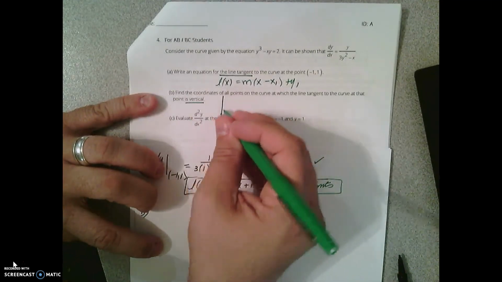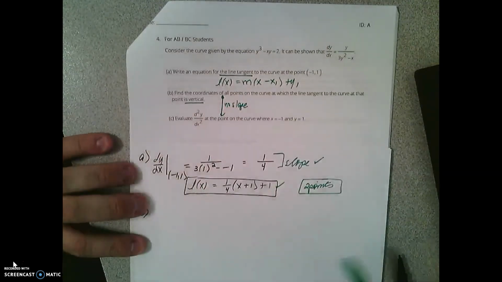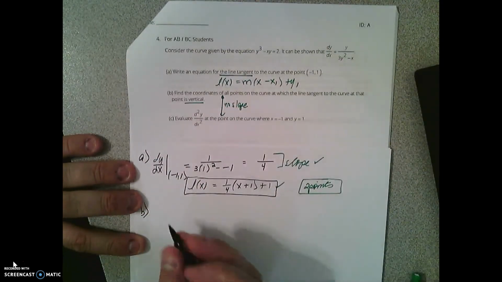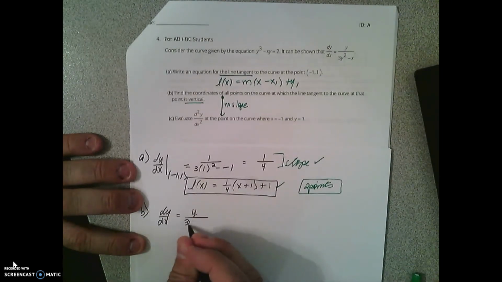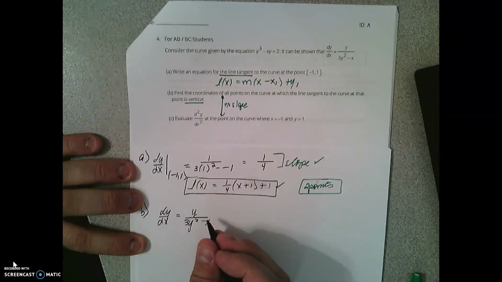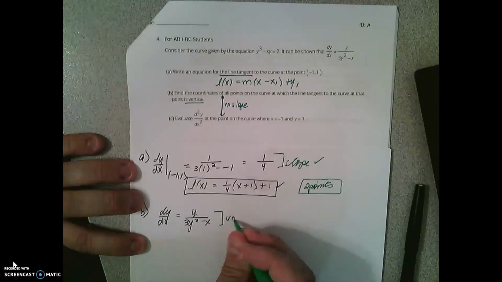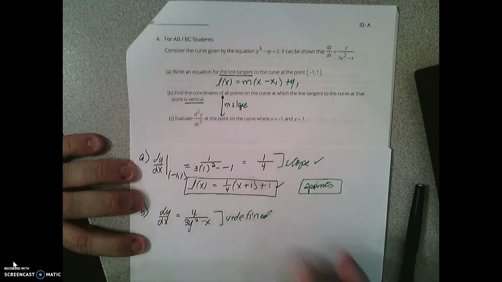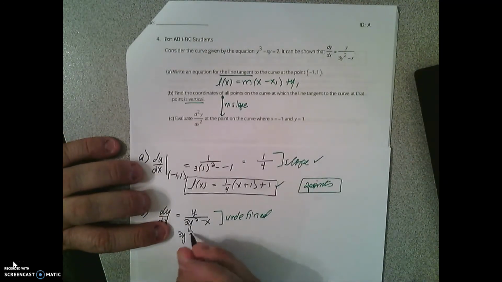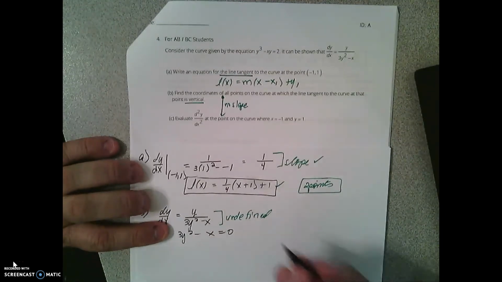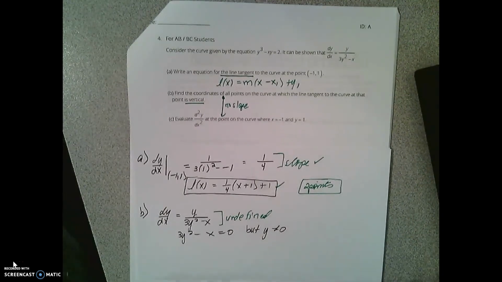Vertical. A vertical line has no slope, or the slope is undefined. Well, if the slope is undefined, and we know that the slope expression is this dy/dx equals y divided by 3y squared minus x, if this is going to be undefined, what needs to happen? Undefined would have to happen when the denominator is equal to 0, 3y squared minus x is equal to 0, but y is not equal to 0.